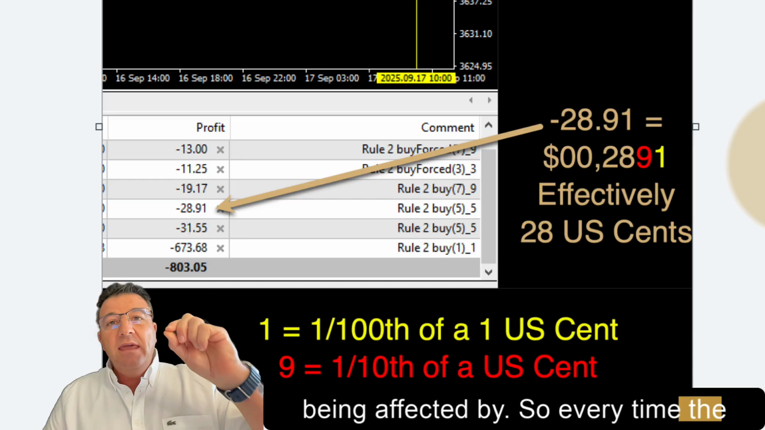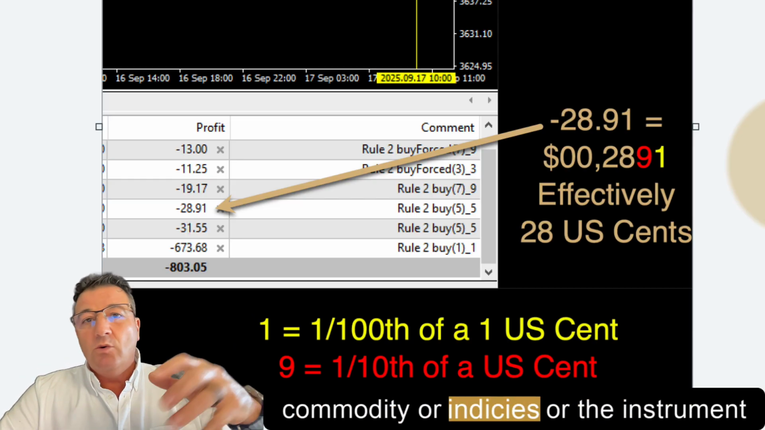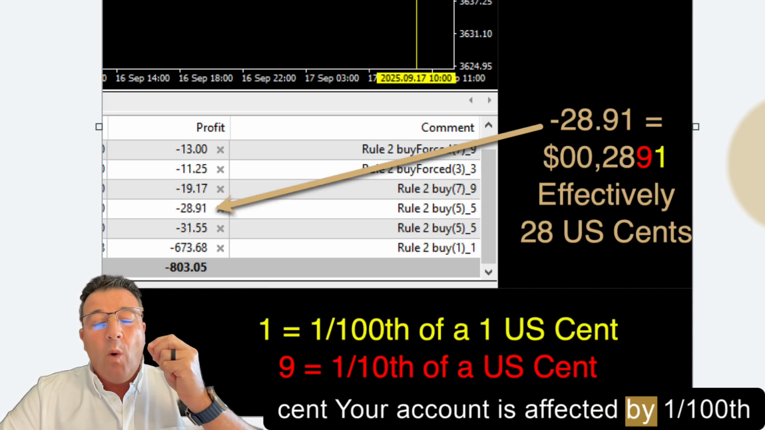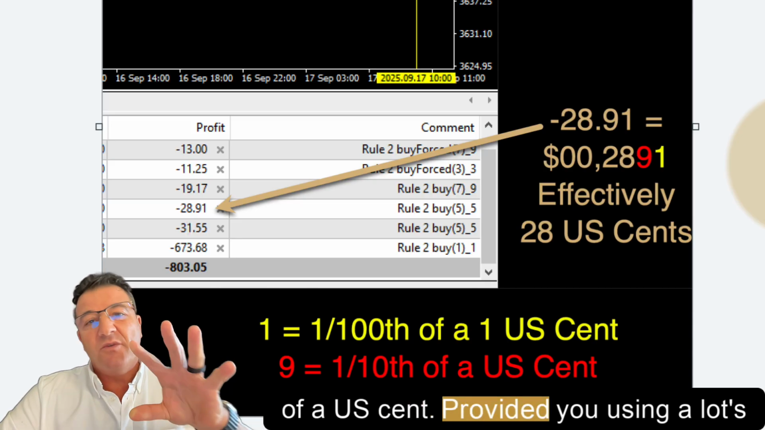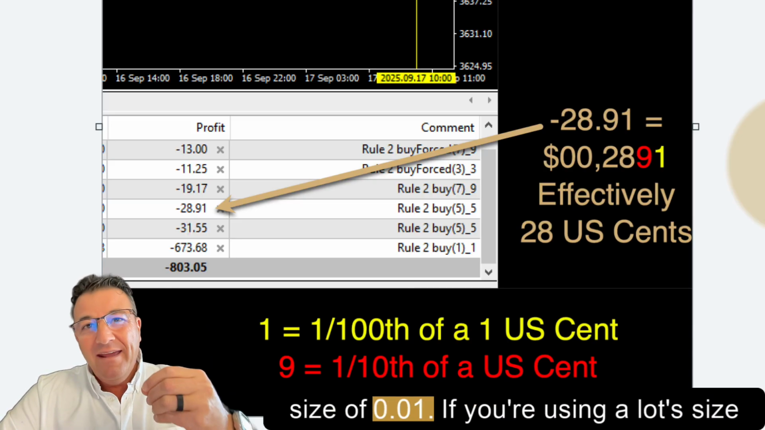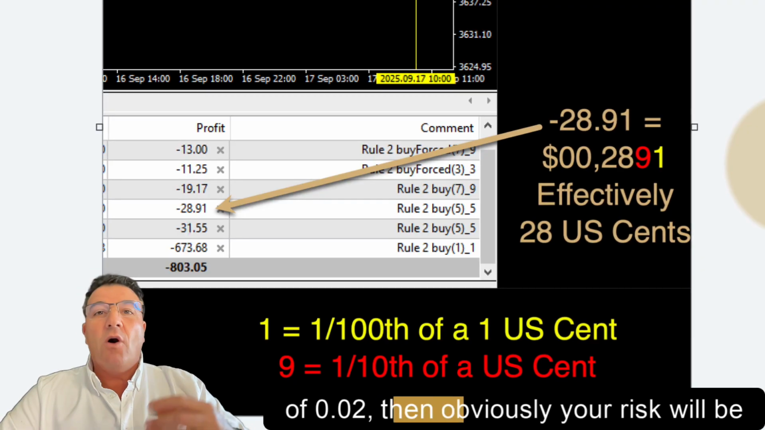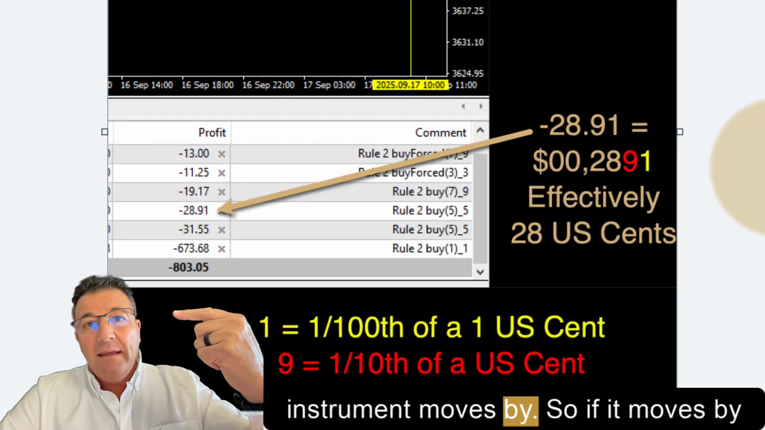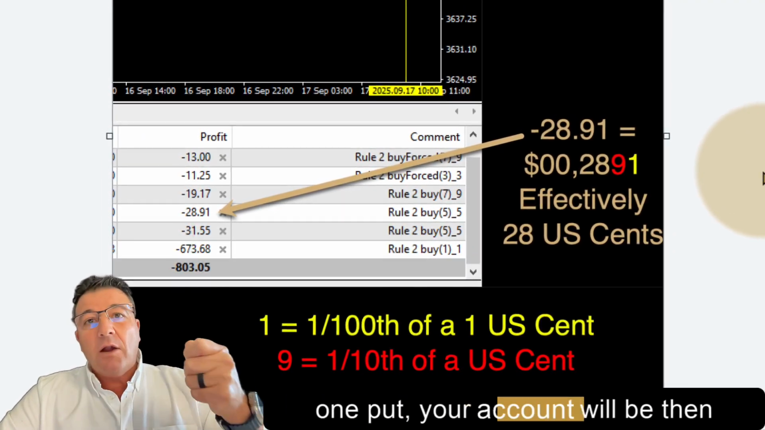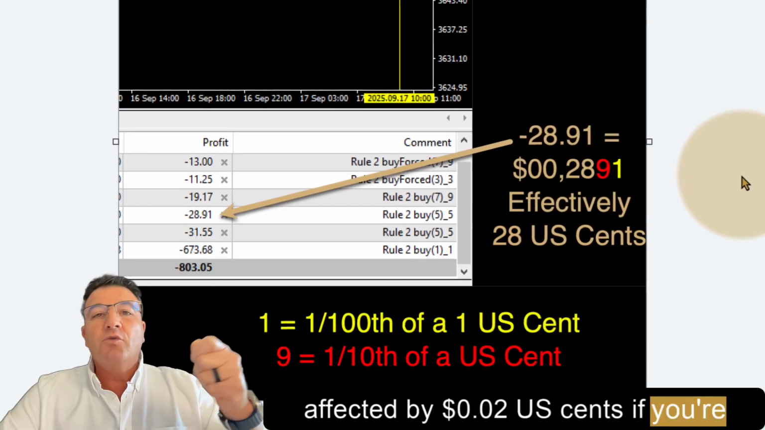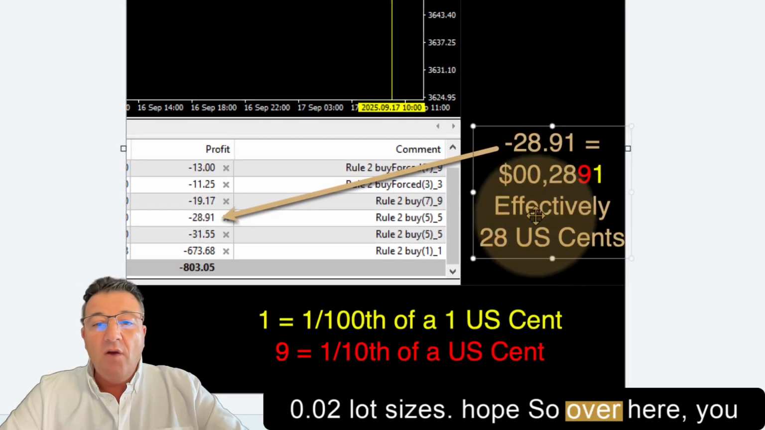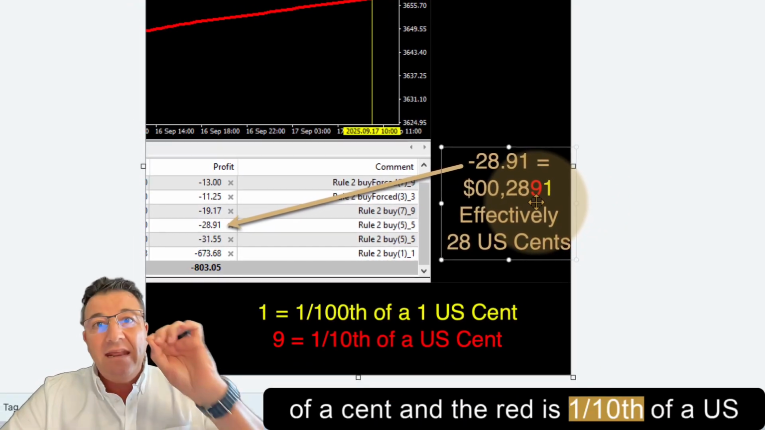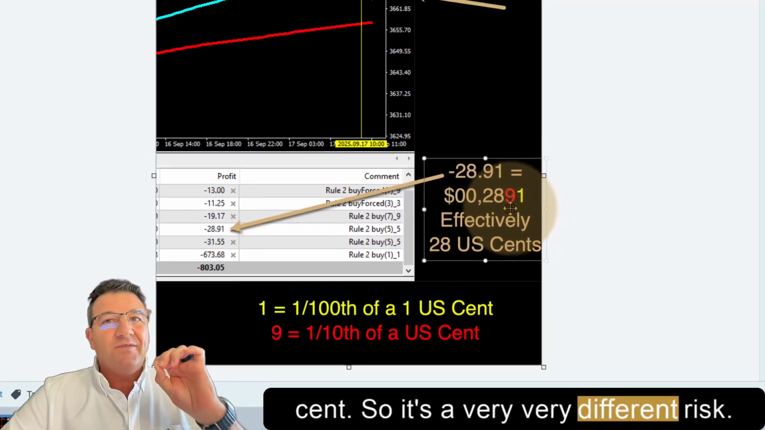So every time the currency, commodity, indice or instrument that you're trading moves by 1 US cent, your account is affected by 1/100th of a US cent, provided you're using a lot size of 0.01. If you're using a lot size of 0.02, then obviously your risk will be doubled, and if it moves by 1 pip, your account will be affected by 2 cents. Over here, you can see that the yellow is 1/100th of a cent and the red is 1/110th of a cent. So it's a very, very different risk.